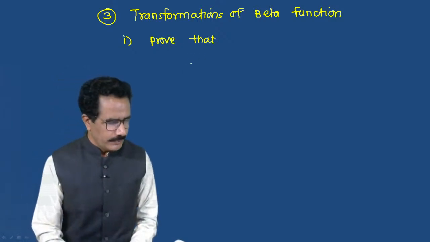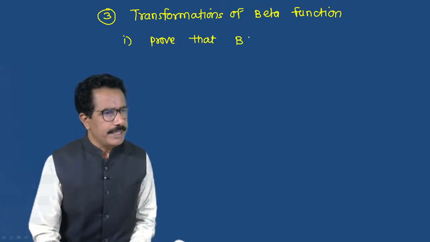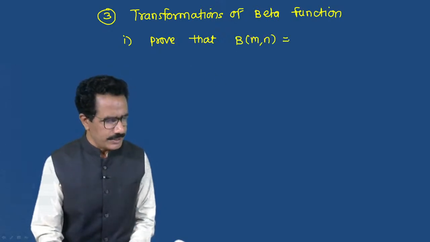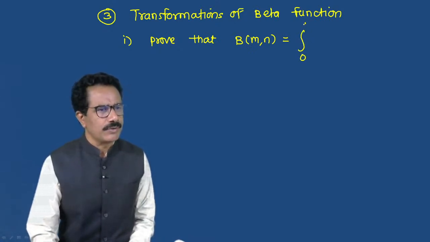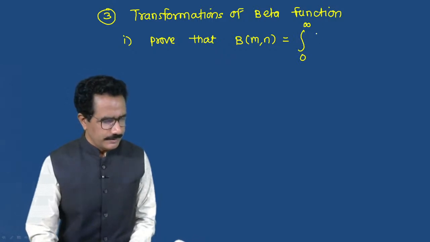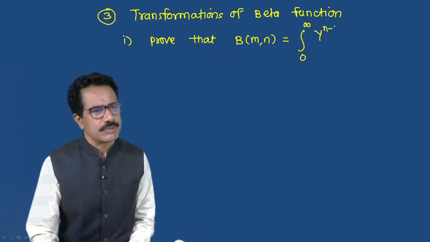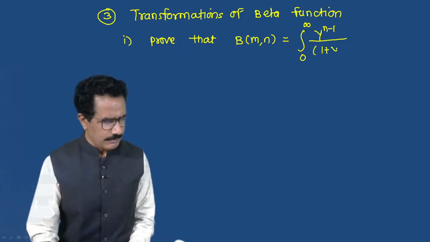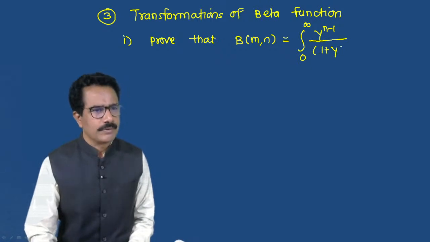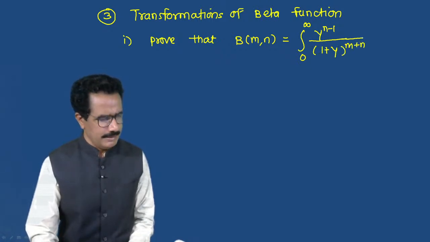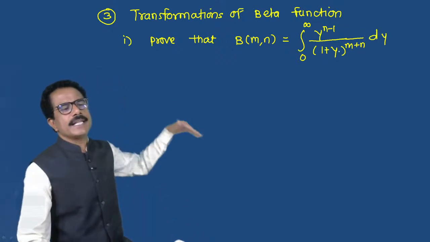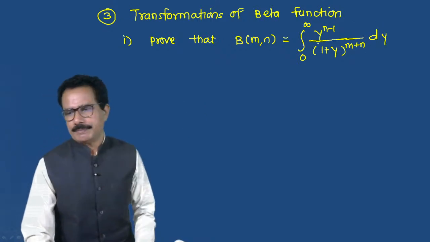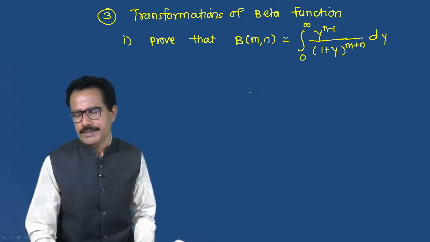Prove that beta of m comma n is equal to the integral from 0 to infinity of y raised to n minus 1 divided by 1 plus y raised to m plus n, dy. So this is another form of the beta function.